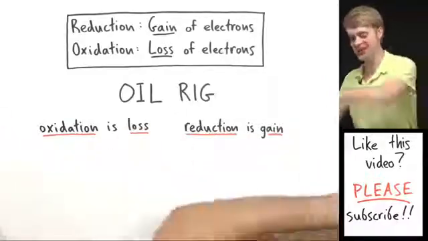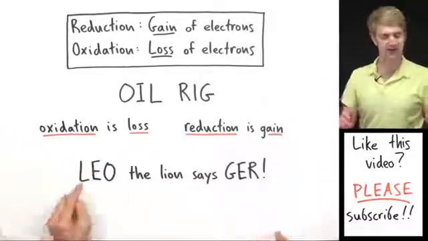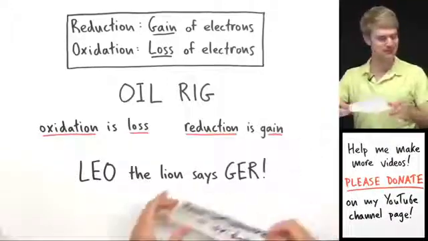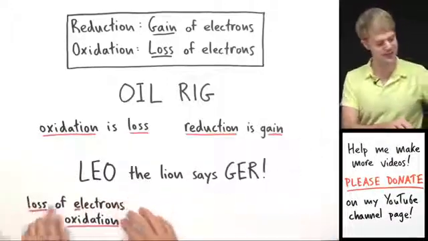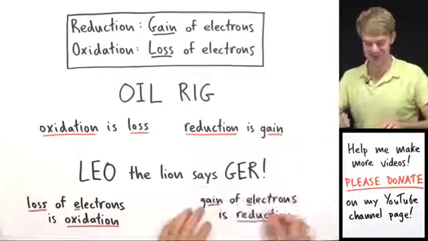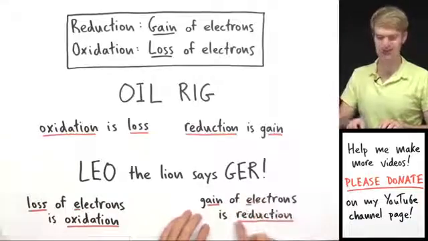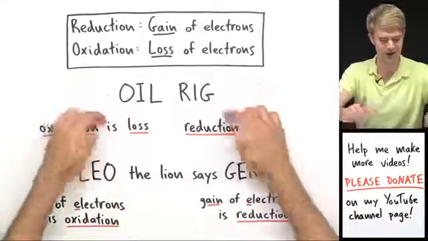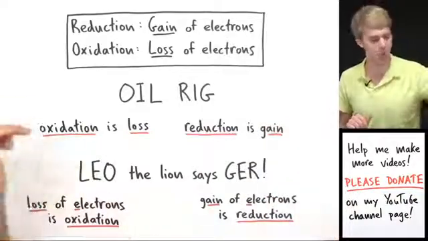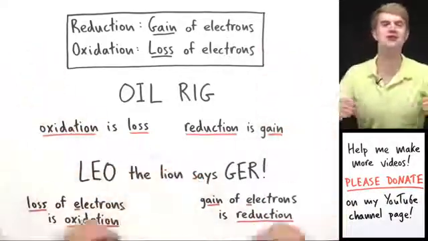Here's another one you might like if you like animals. Leo the lion says grr. All right? LEO stands for loss of electrons is oxidation, and grr stands for gain of electrons is reduction. So learn one or both of these. They'll be a great way that you can always remember what reduction is and what oxidation is.